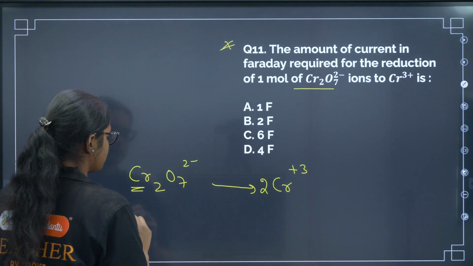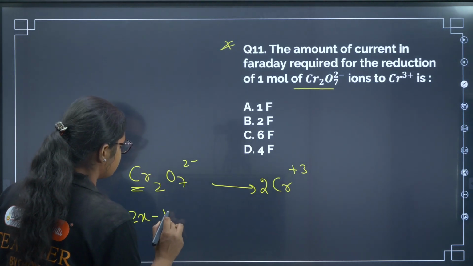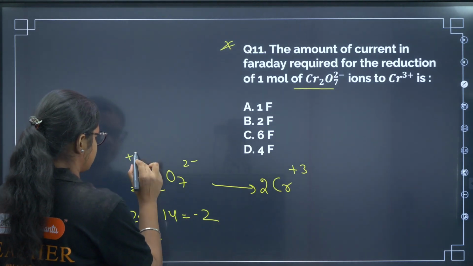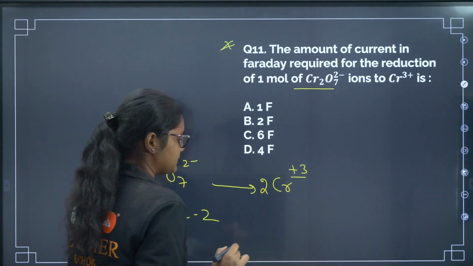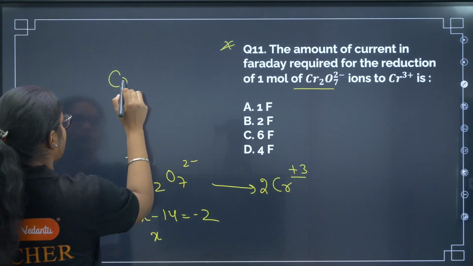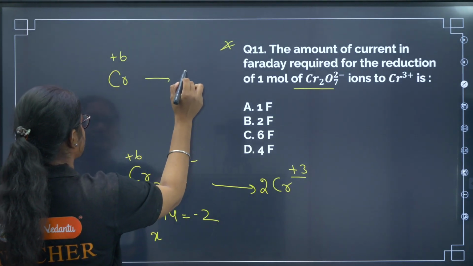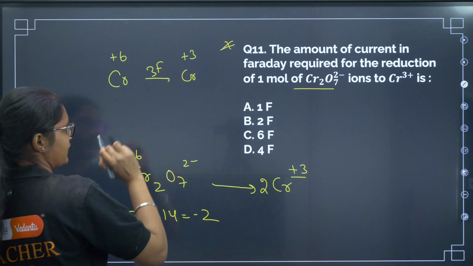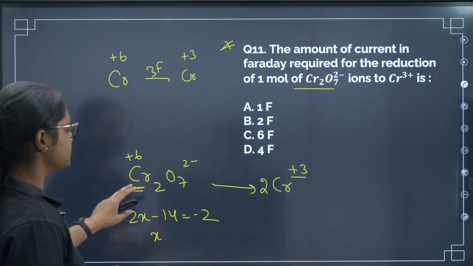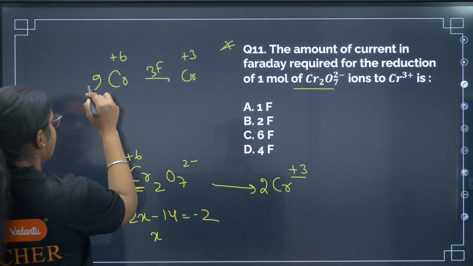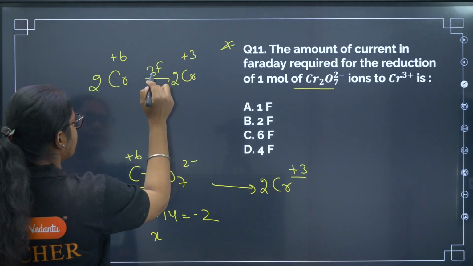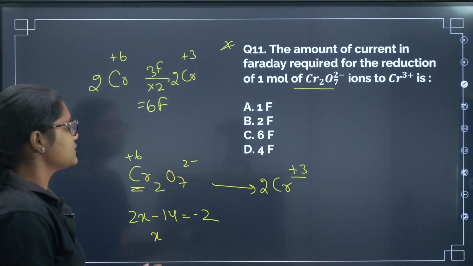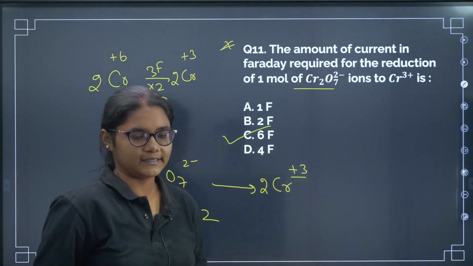So what's the oxidation state of chromium here? 2x minus 14 is equal to minus 2. So we will get x is equal to plus 6. And here it is plus 3. So what does that mean? 1 chromium is going from plus 6 to plus 3. So what is the charge involved here? 3 Faraday, right? But in the question it is Cr2O7, which means 2 chromiums are there. So for 2 chromiums it will be into 2, that is 6 Faraday. So the correct answer for this question is option C.